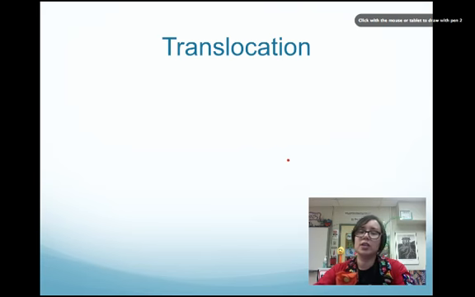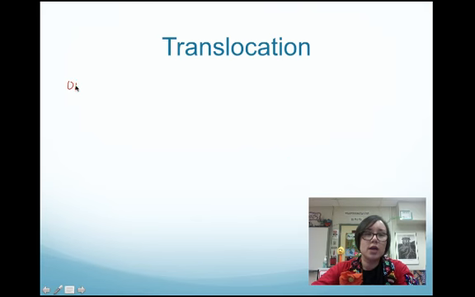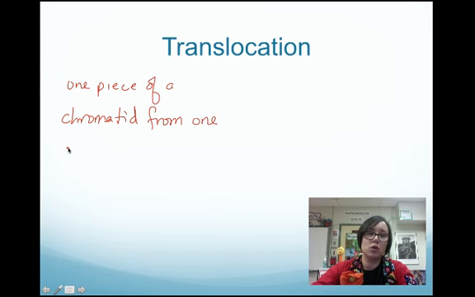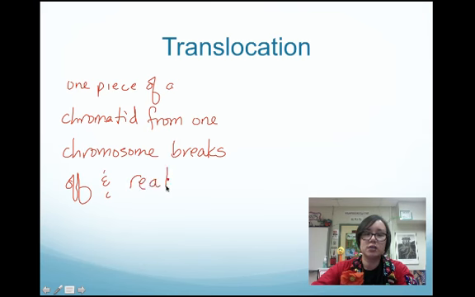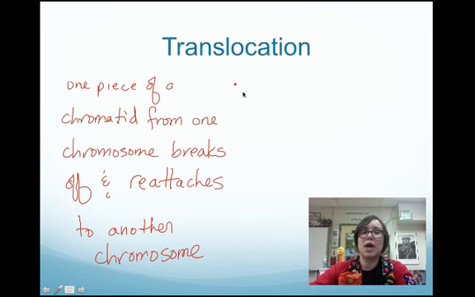Translocation is a little different. In a translocation event, one piece of a chromatid from one chromosome breaks off and reattaches to another chromosome. So here's what that would look like.